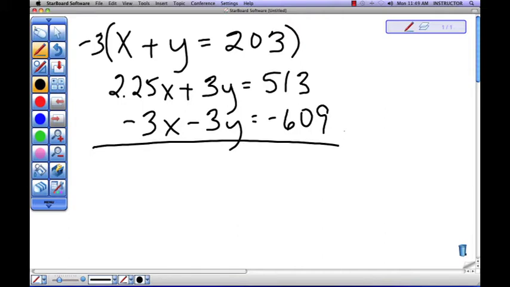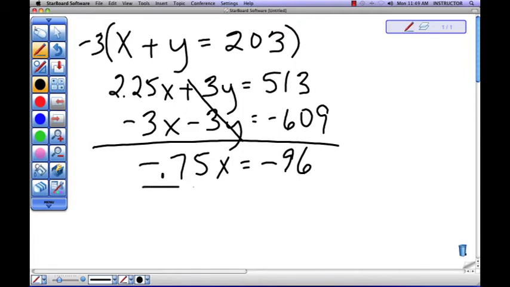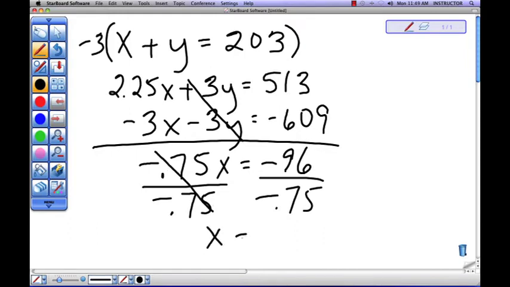Once we add up those equations, the y terms end up being 0. We get -0.75x equal to -96. We then have to solve for x by dividing both sides by the coefficient, and we get x equals 128.